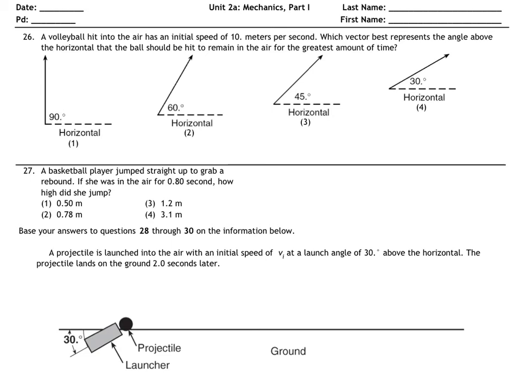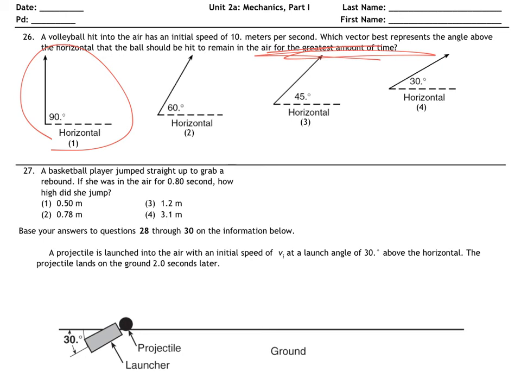Okay, we're in the home stretch. A volleyball hit into the air has an initial speed of 10 meters per second. Which vector best represents the angle above the horizontal that the ball should be hit to remain in the air for the greatest amount of time? All right, so if the goal is for the ball to remain in the air for the greatest amount of time, then it needs to be hit at a very large angle. I think the best answer there is going to be choice 1. Even though the ball won't really go anywhere in the horizontal direction, it seems like it's going to land exactly where it was launched. It will spend the most time in the air.